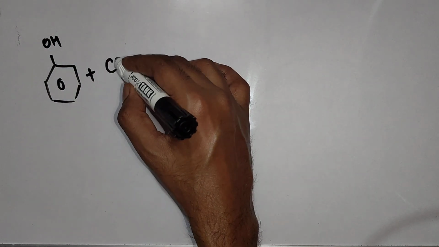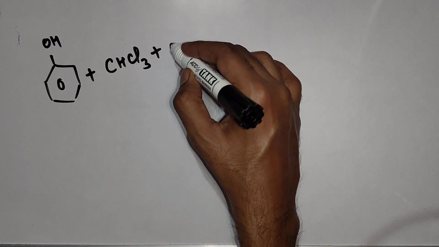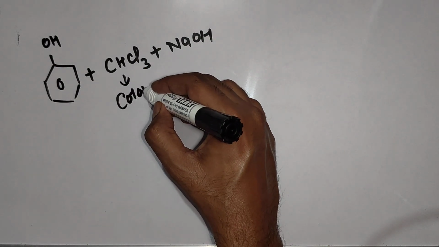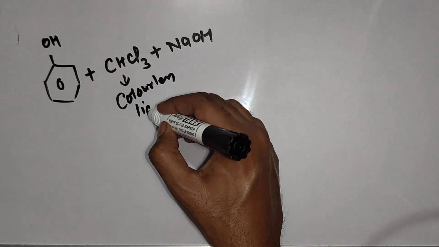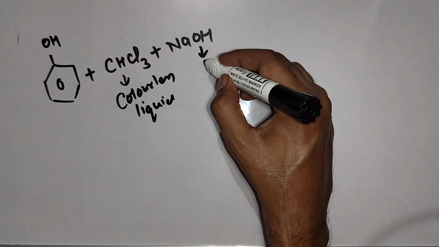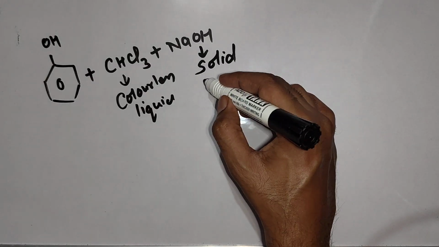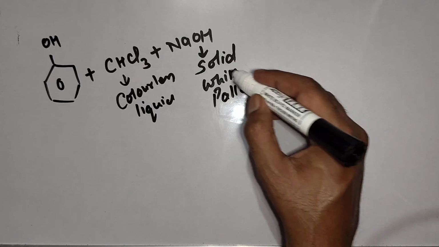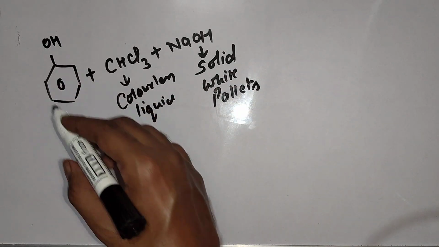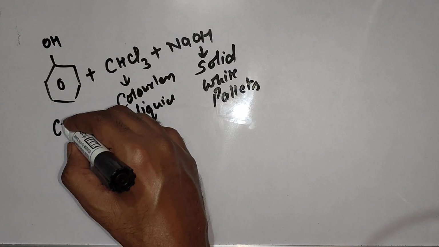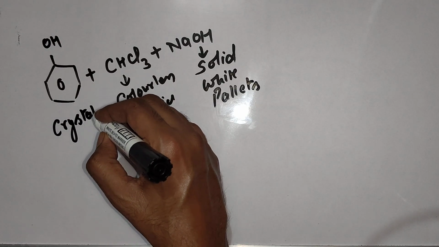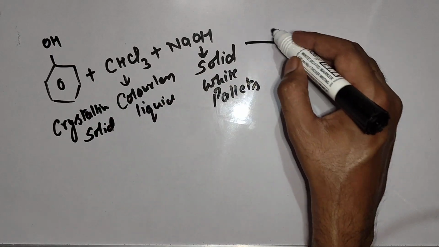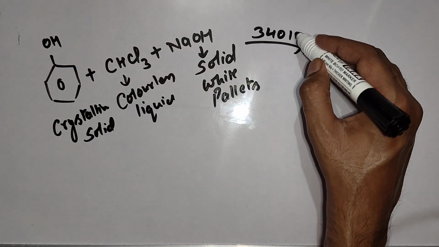Phenol will be treated with chloroform and sodium hydroxide. Chloroform, colorless liquid. Sodium hydroxide we have to use in solid form, as white pellets, the color of sodium hydroxide tablets. Phenol is very well known to us, a colorless crystalline solid. All the three chemicals will be mixed and heated up to 340 Kelvin temperature.